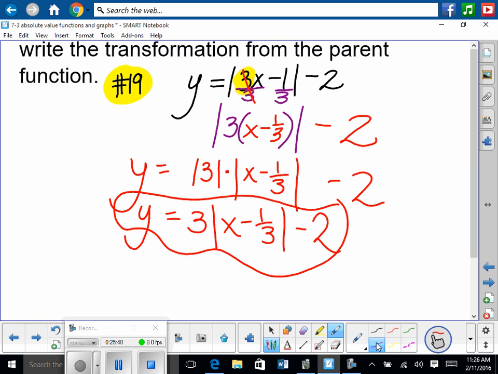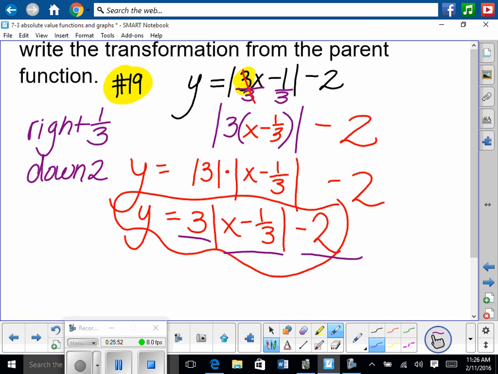So now we'll describe in words what happened. We went right 1/3, right, everybody? We went down 2. And because 3 is greater than 1 and it's being multiplied, that's our a value. So we have a stretch of 3, which we know technically is a slope of 3. But saying it in the mathematically correct way would be saying stretch of 3. Does that make sense, everybody?